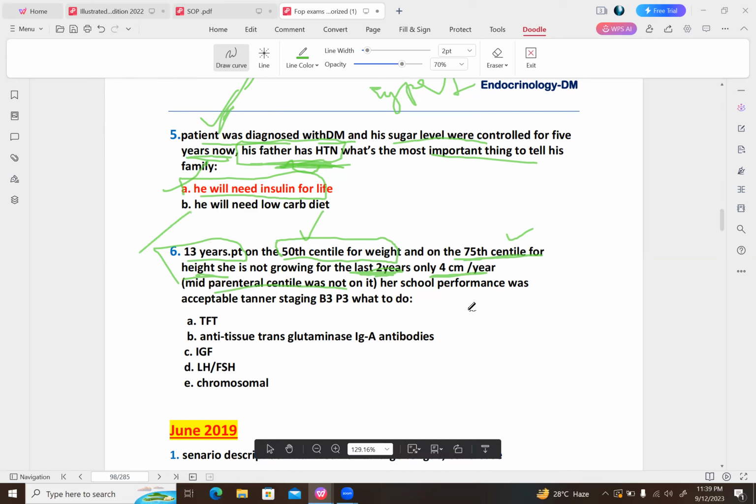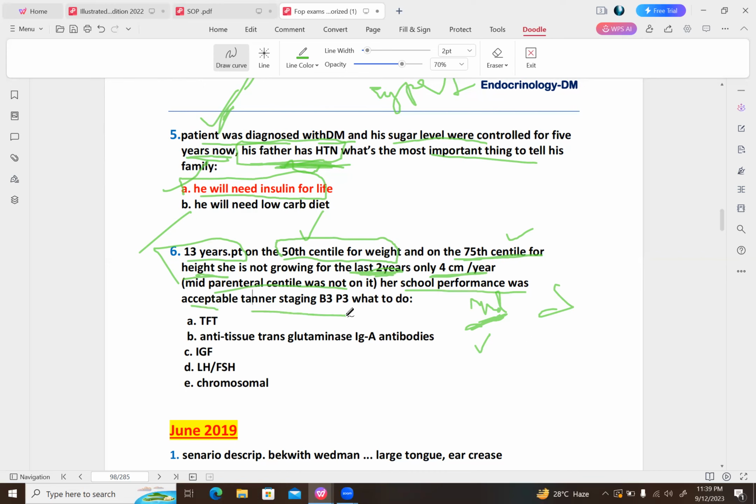Mid-parental height I will be discussing in my next section. It has significance whenever you approach a short stature or a long stature patient: you have to see whether this comes from the family or not. So you take a mean of both father and mother height, and this is called the mid-parental height. Her school performance is acceptable and Tanner staging at the age of 13 years is P3.